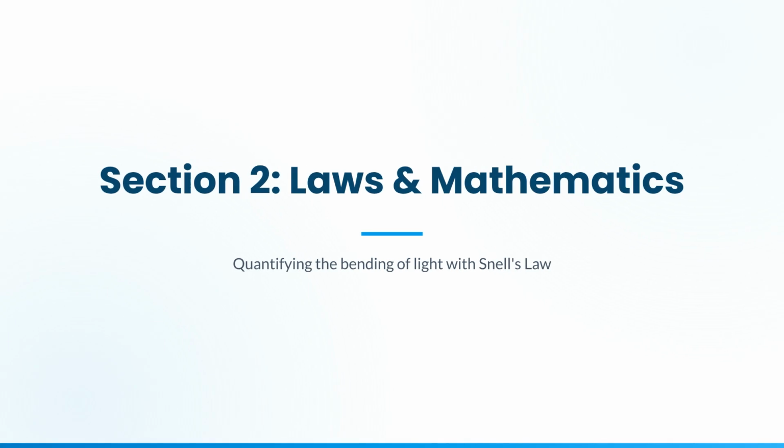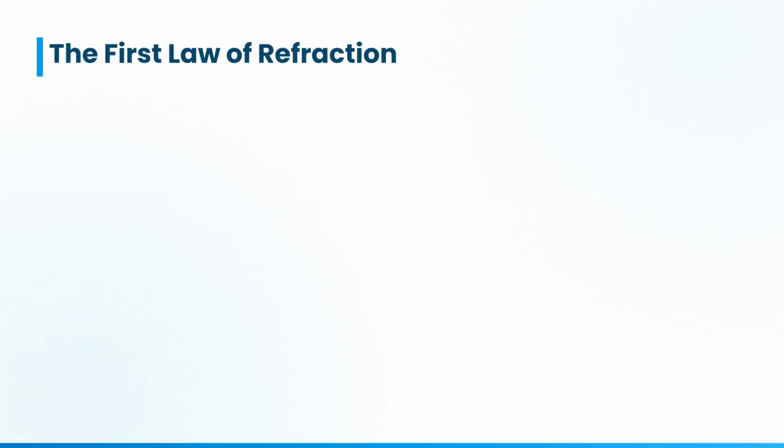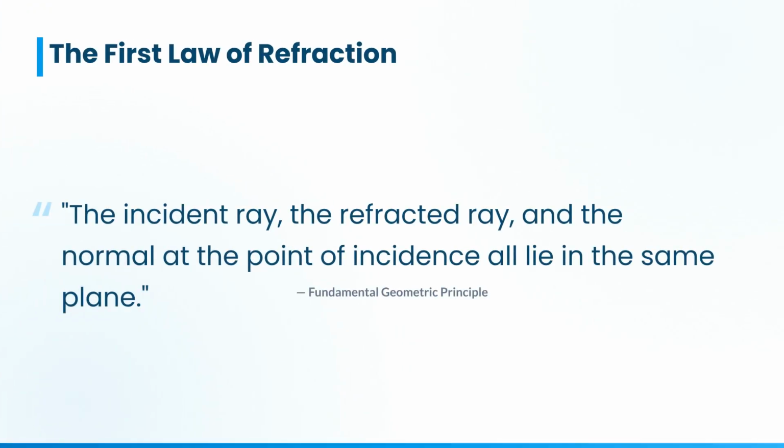Now, let us look at the mathematics behind these phenomena. We can quantify the bending of light using Snell's law. The first law of refraction states that the incident ray, the refracted ray, and the normal at the point of incidence all lie in the same plane.